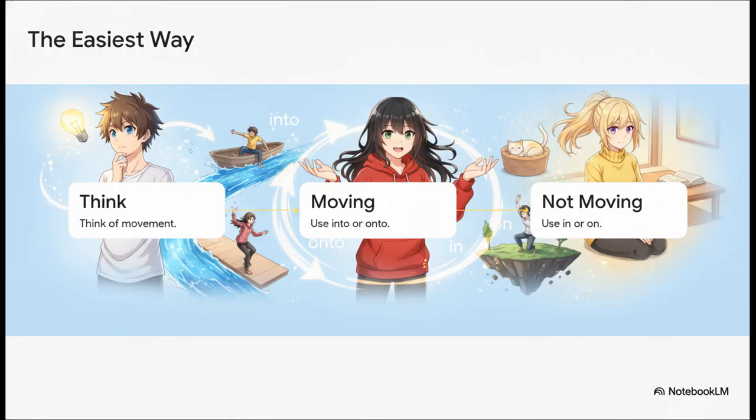To lock this in your brain forever, here's a really quick 3-step recap of the absolute easiest way to remember all 4 words. Step 1. Think of movement. Just ask yourself if an action is happening. Step 2. Is it moving? If yes, use into or onto. Step 3. Is it not moving? Like if it's already there, just use in or on. It is truly that simple.